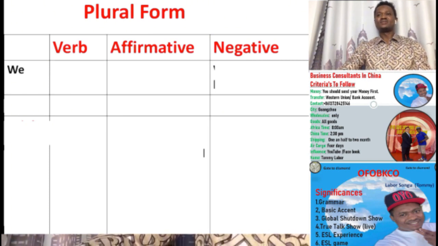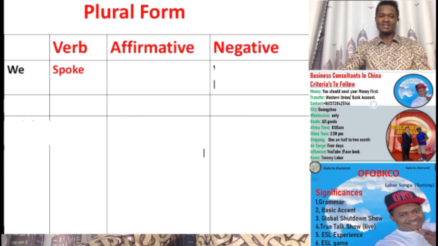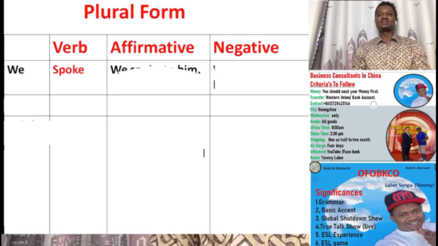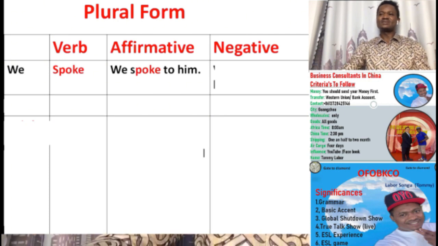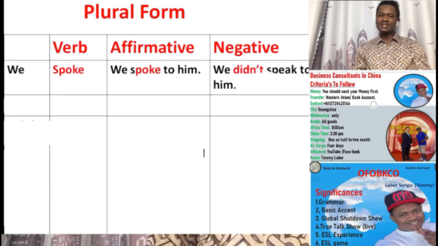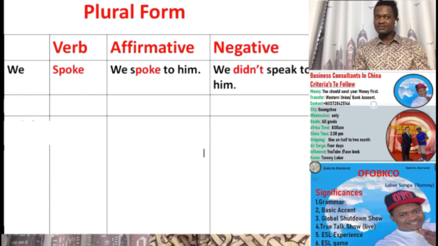So the verb here is spoke. That is the past form, the V2 verb. So the affirmative form is: we spoke to him. Now the negative form is: we didn't speak to him. You have to see how the verb is in the base form, the V1 verb: speak. So, we didn't speak to him.